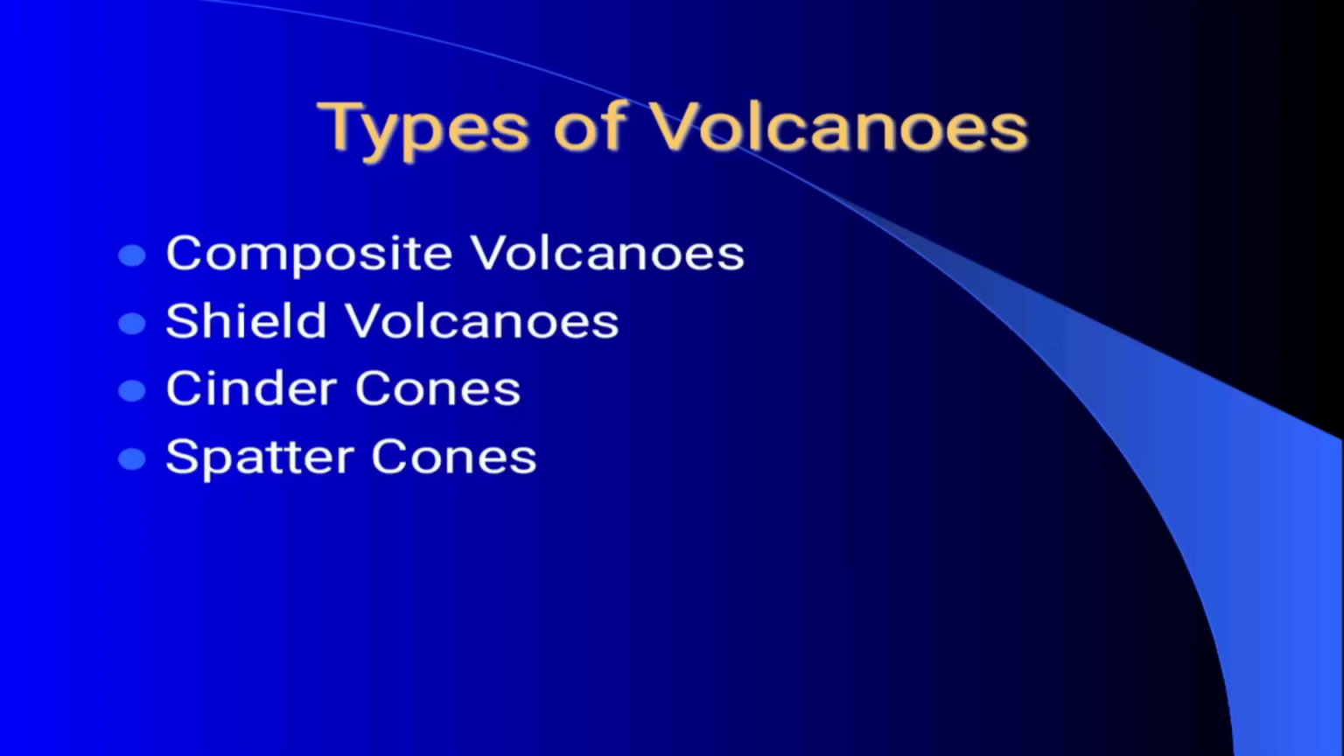The types which are given are on the basis of material erupted. Cotton in 1944 divided volcanoes into first, lava volcanoes, and second, pumice volcanoes.